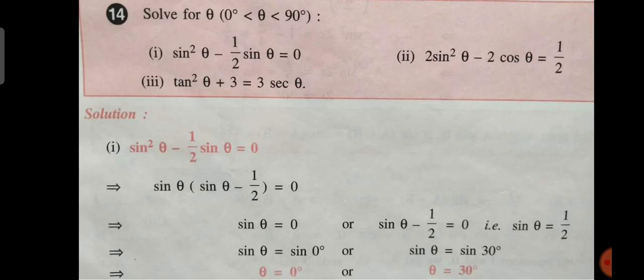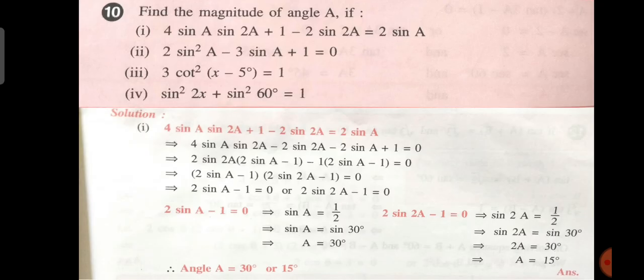Yes. And next is, find the magnitude of angle A if 4 sin A sin 2A plus 1 minus 2 sin 2A is equal to 2 sin A. You have to find the magnitude of the angle. For that, 4 sin A is given, and you have to just simplify that equation. How will you simplify it?